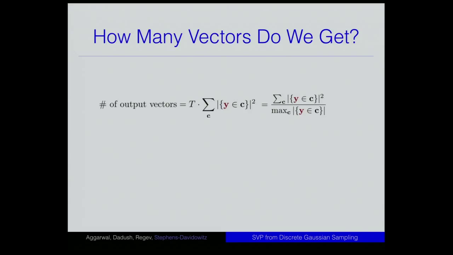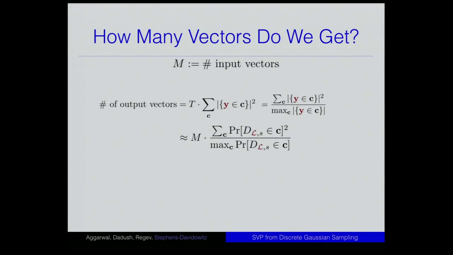But we know the distribution of these vectors, so we know roughly what this will be. If we start out with m input vectors, then this will be roughly m times the sum of the probability that we land in this coset squared, divided by the maximal probability of a coset. So this is a collision probability divided by a maximal probability. I think cryptographers are fairly used to seeing things like this. You can think of this as Renyi entropy compared to min entropy.